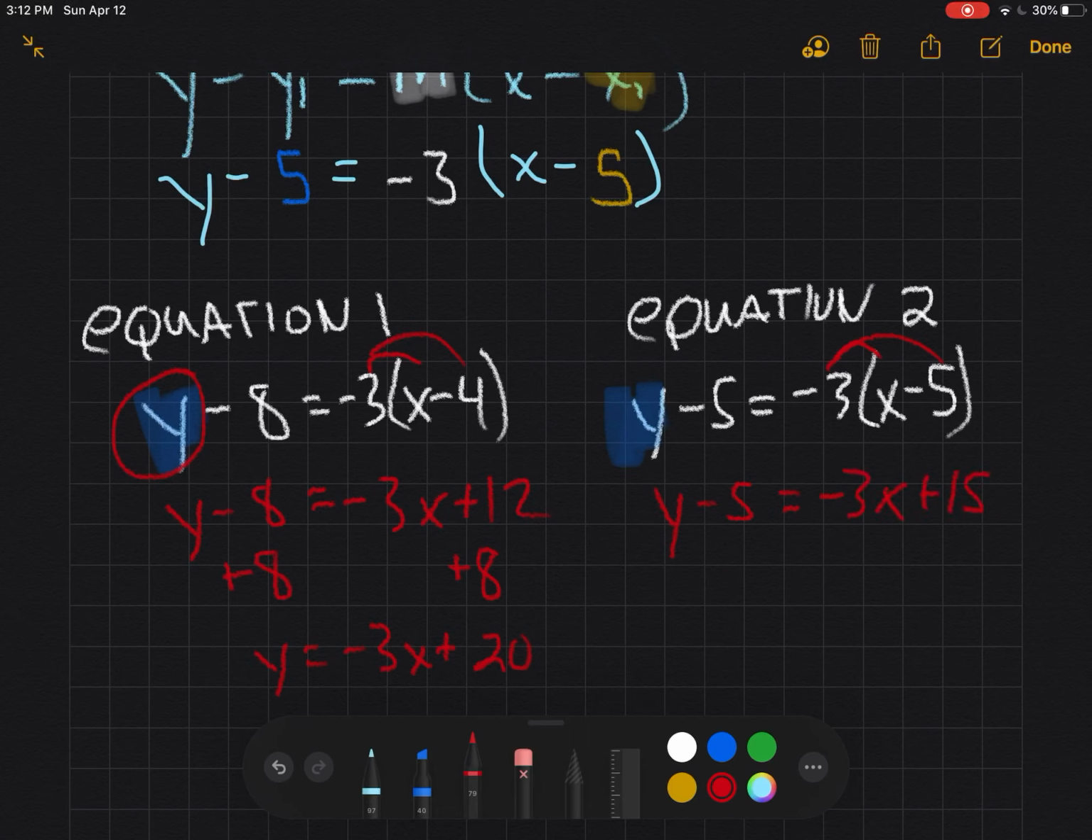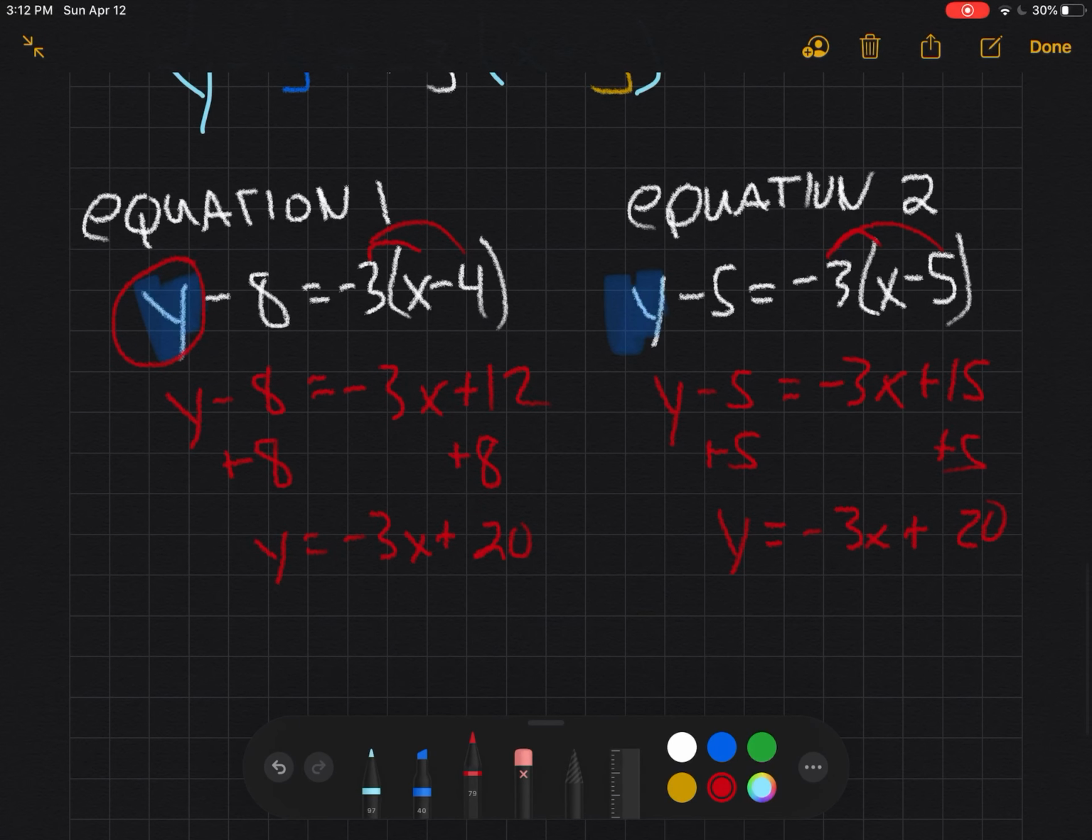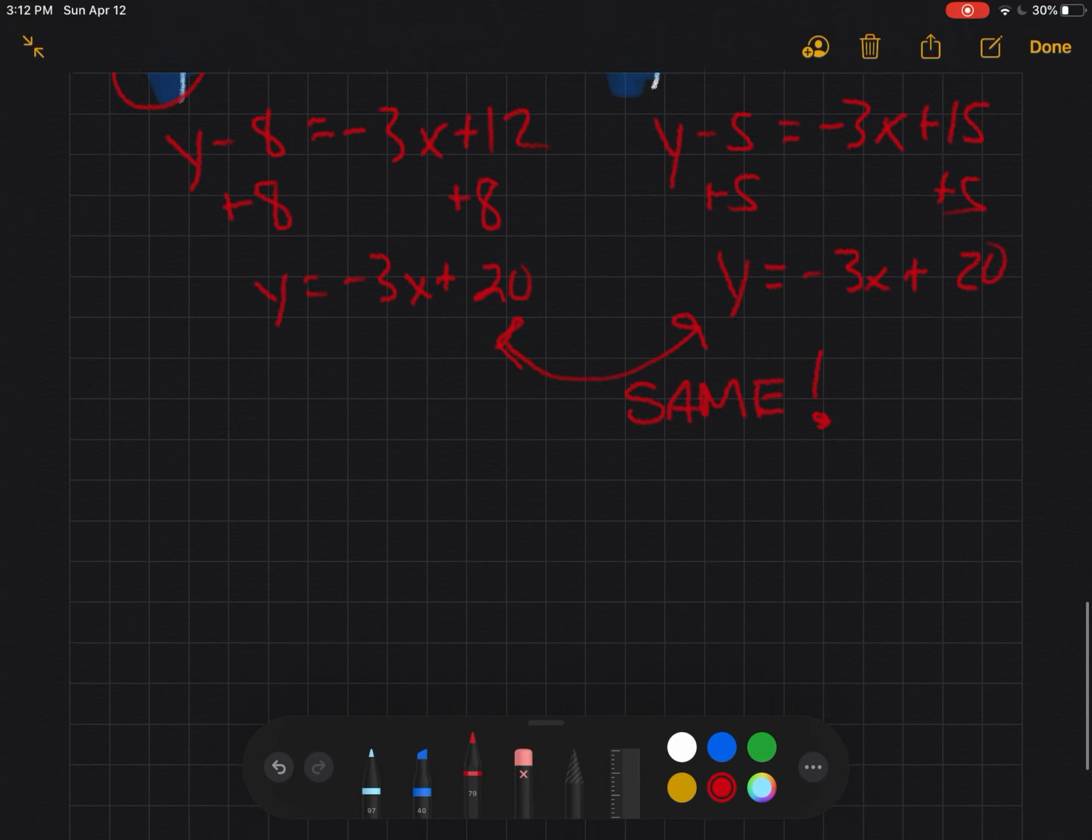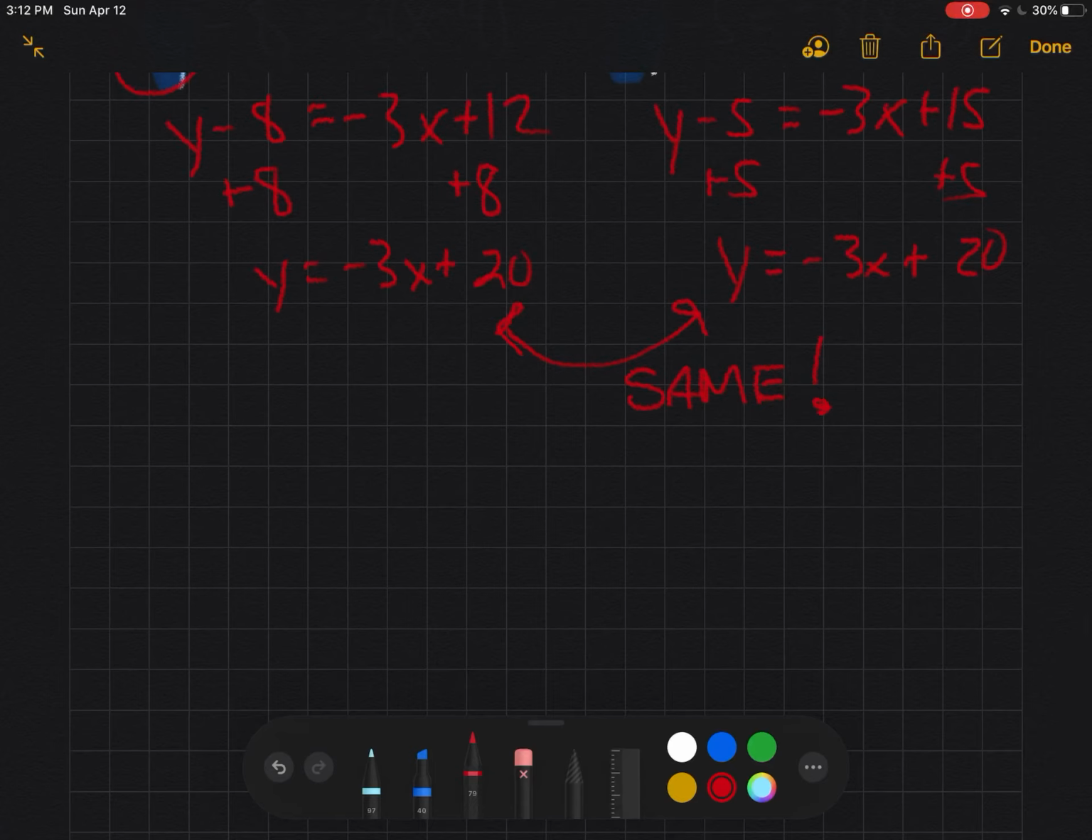I'm going to do the same thing for equation 2. Now I am going to distribute my -3. So I have y minus 5 equals -3x plus 15. Then I add 5 to each side, and I get y equals -3x plus 20. And just like I promised, these are the same. Which makes sense if you think about it. It's the same line, so we should have a way to write the equation that's going to show that it's the same.